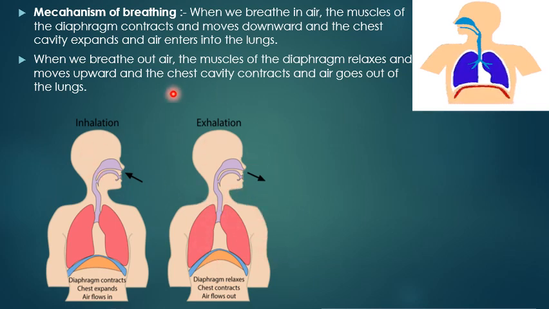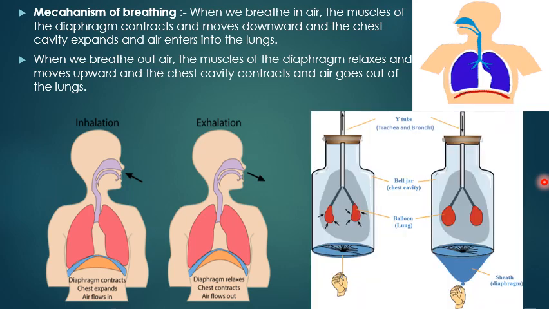So how does the mechanism occur? When we breathe in air, the muscles of the diaphragm contract and move downward, the chest cavity expands and air enters the lungs. What about when we breathe out? The muscle of the diaphragm relaxes and moves upward, the chest cavity contracts and the air goes out of the lungs. So this is what we call the mechanism of breathing.